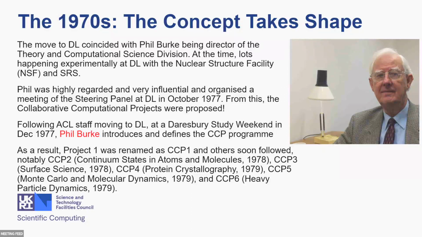So CCP1 in the chemistry mode was sorted. Then in the following year, they had CCP2 on continuum states in atoms, CCP3 on surface science, CCP4 protein crystallography, in '79 CCP5 came about, and CCP6 came along as well. So we're starting to see some of the names that I put up earlier from Paul's list, the ones in the formative years of the CCP program.